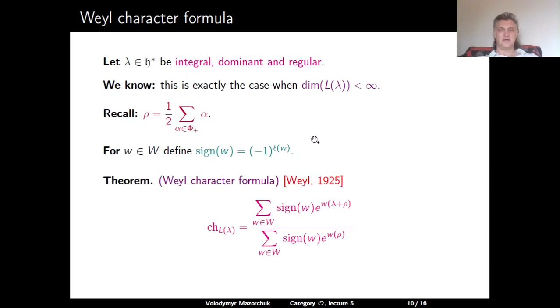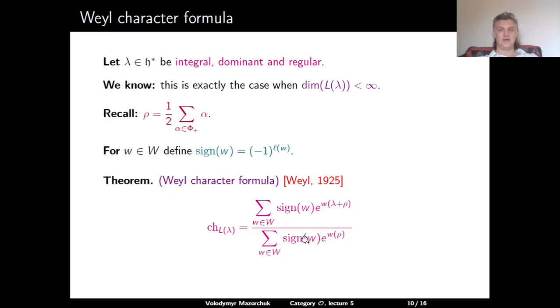So the character of the simple finite dimensional module L lambda is given by the following formula, which is usually called the Weyl character formula. The character of L lambda is the following fraction, where in the numerator we have the sum over all elements in the Weyl group, the sign of this element times the exponent of W applied to lambda plus rho.